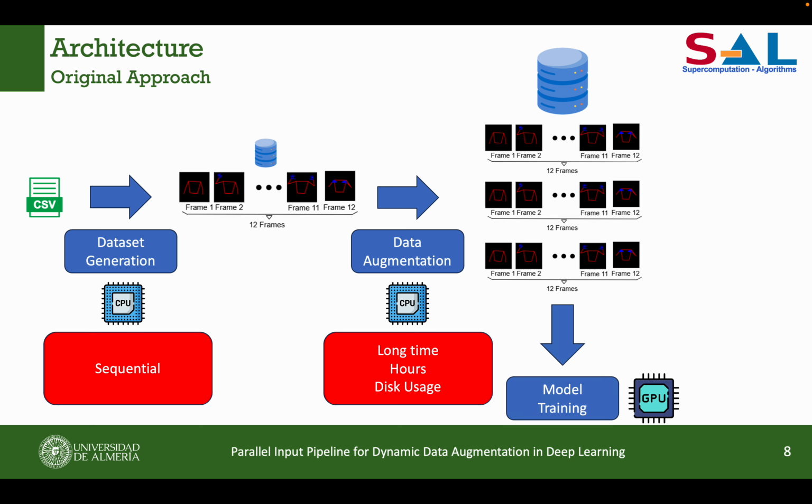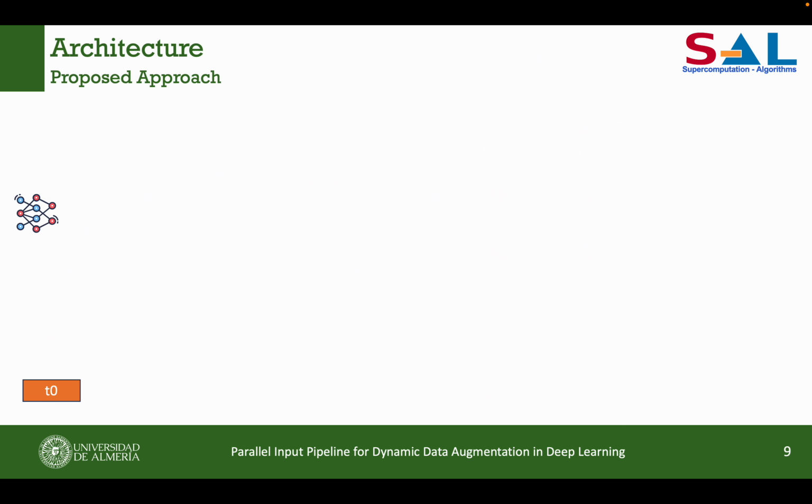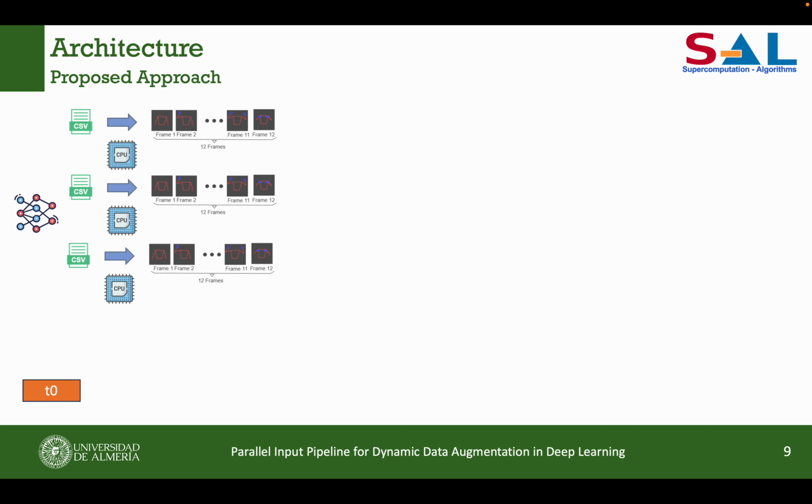And once we have the data augmentation performed, we have the model training, which is performed on the GPU. So as you can see, this process is sequential and iterative. What we are proposing is to have a new neural network that creates the different augmentations.